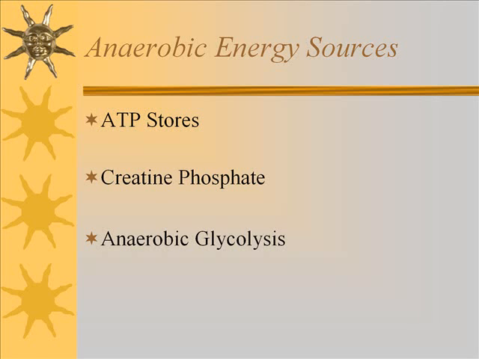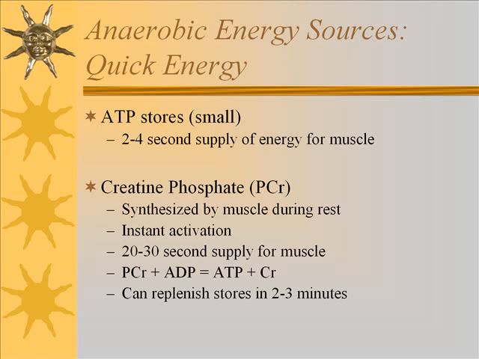When we're in an anaerobic state, meaning oxygen is not available to the tissues, the energy sources that your body reaches for are first ATP stores, which is a real teeny tiny amount, but we do have some created ATP stores available. Next up would be creatine phosphate. The third choice would be anaerobic glycolysis. Let's talk about these a little bit further.